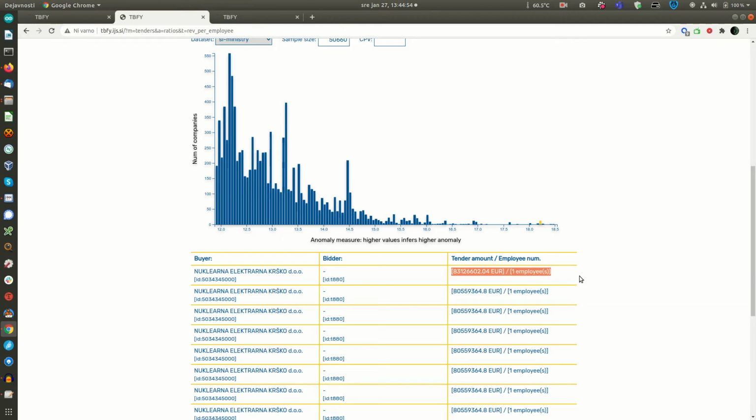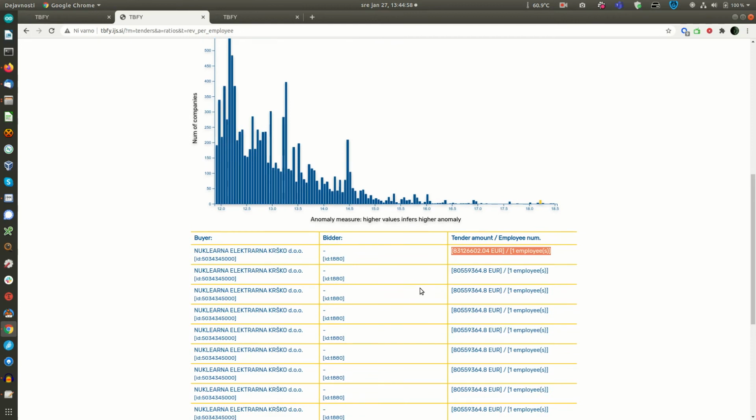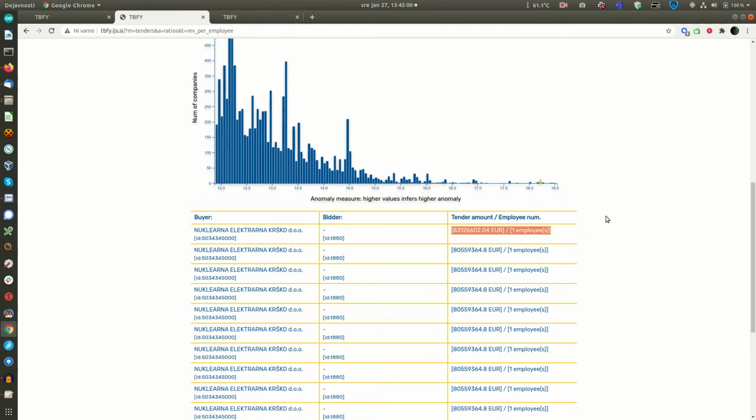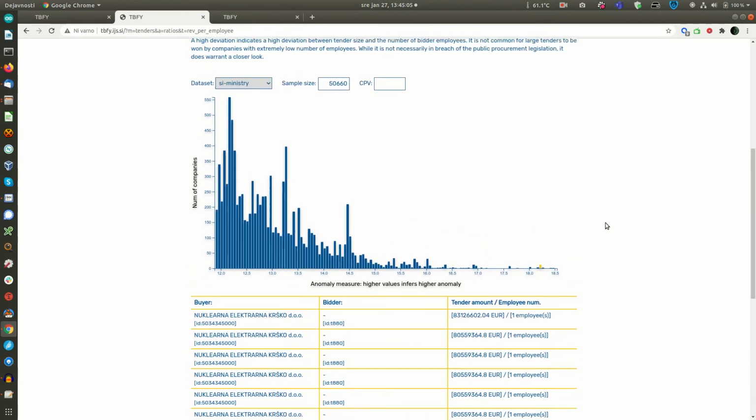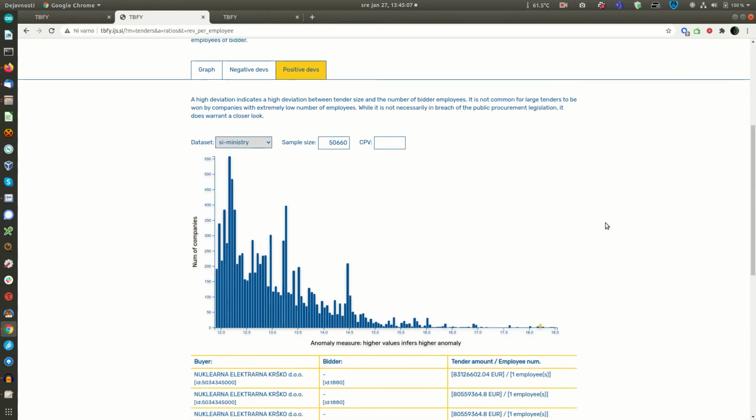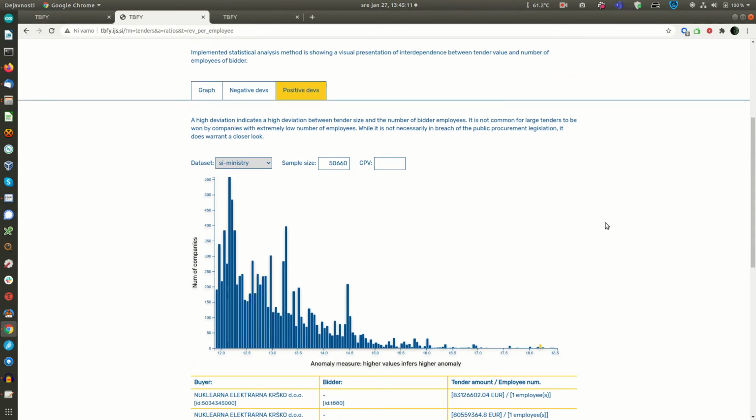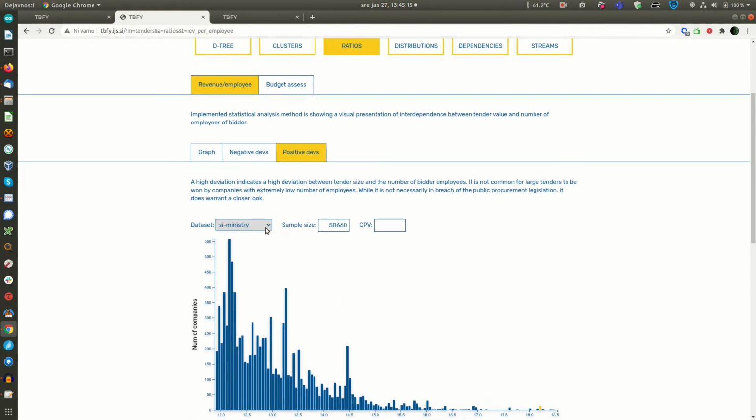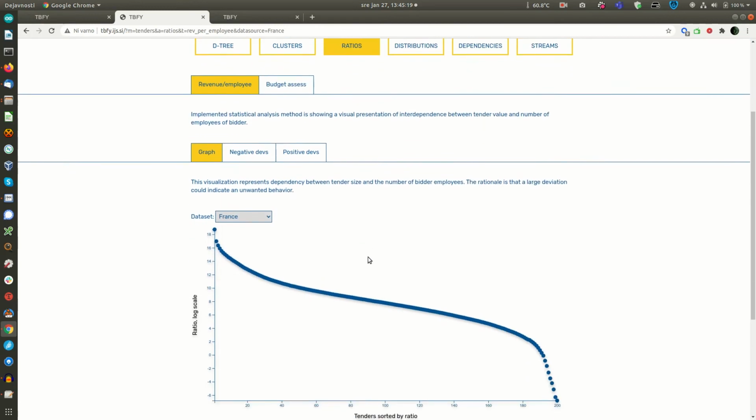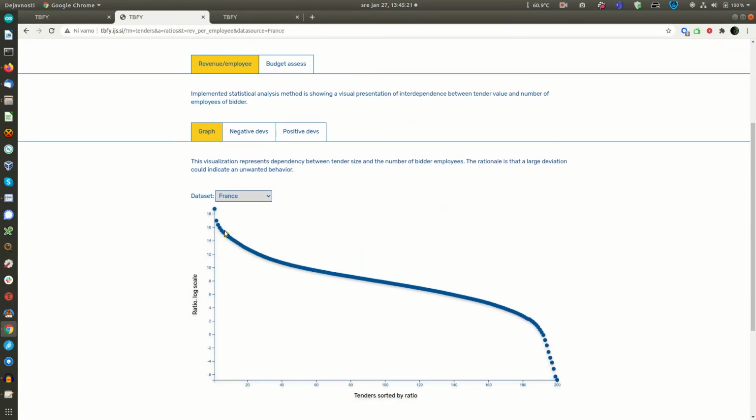However, not all anomalies imply illegal or illicit actions. In the given example, the bidder is a foreign company with a representative office in Slovenia, which has one employee only. The Deviations knowledge graph is integrated in the platform as well. You can select different datasets and you can see the tender data from the knowledge graph.